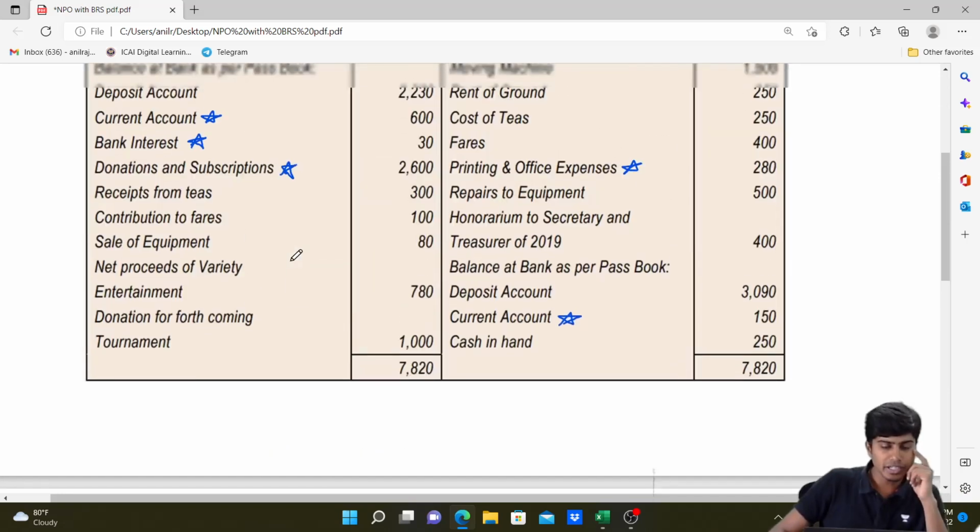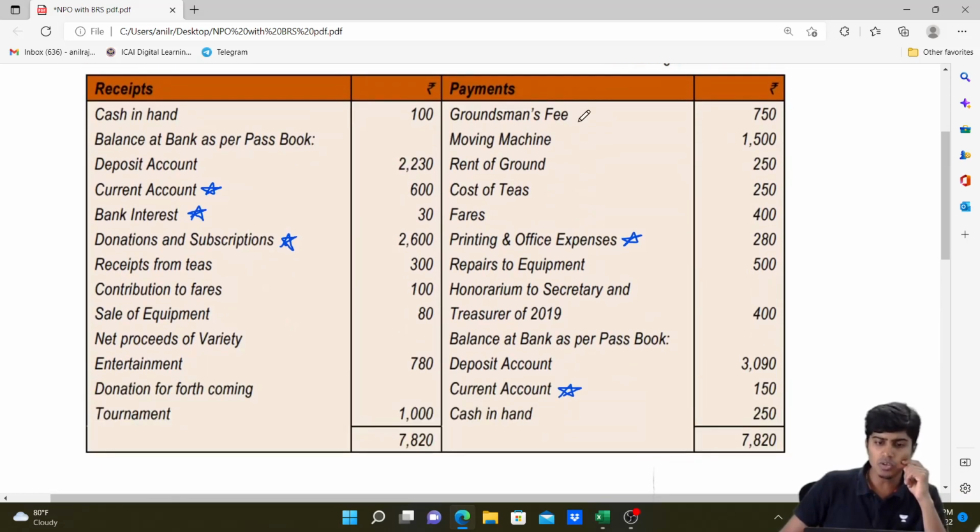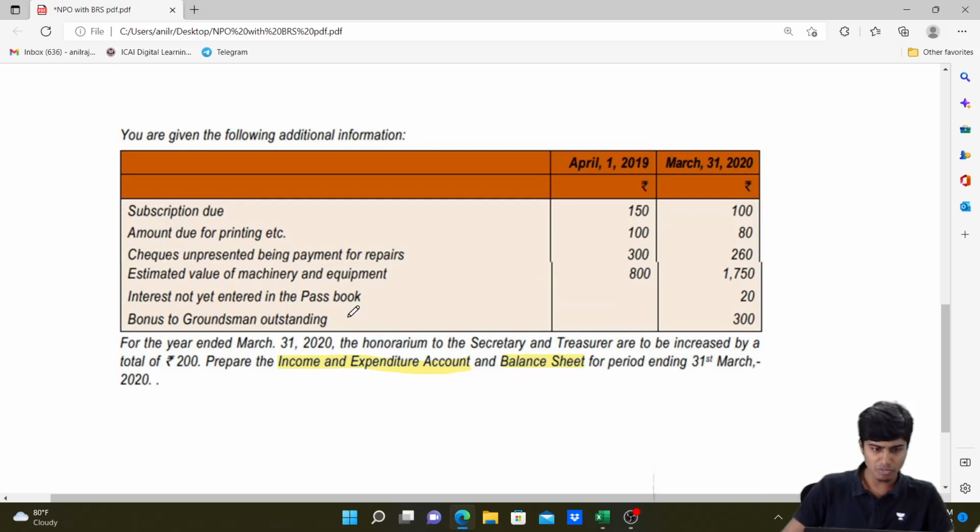Bonus to groundsman outstanding. Do we have any payments? This is groundsman fee. What I would say is let's treat groundsman fee separately and groundsman bonus separately. If you want, we can club them and then write it together. But we can write them separately. It will be easier. So I'm not going to mark any adjustment for that.